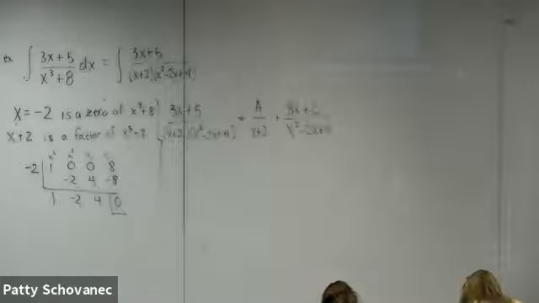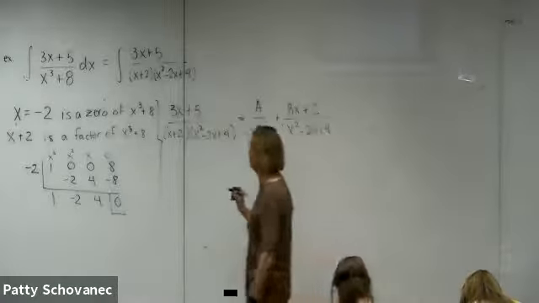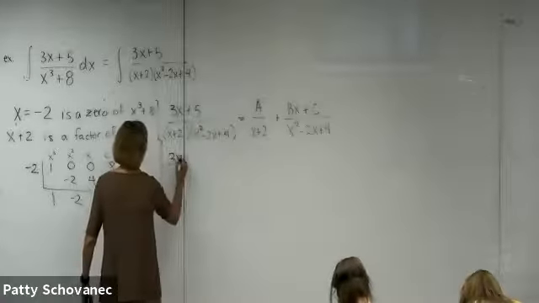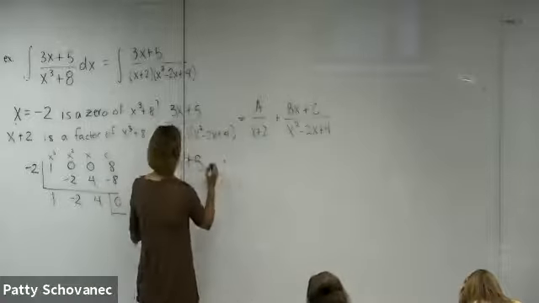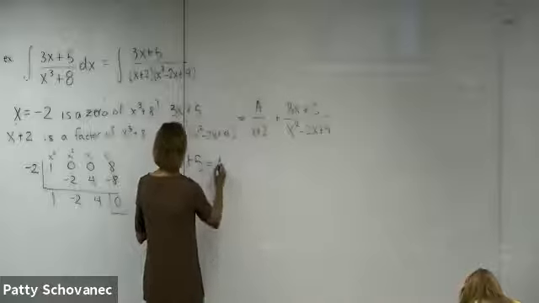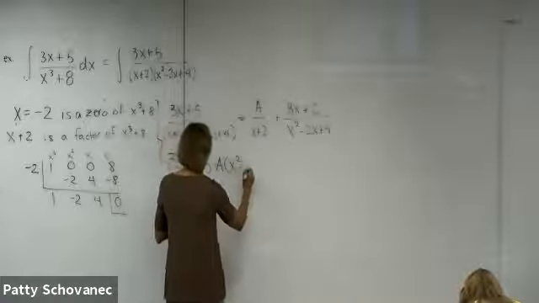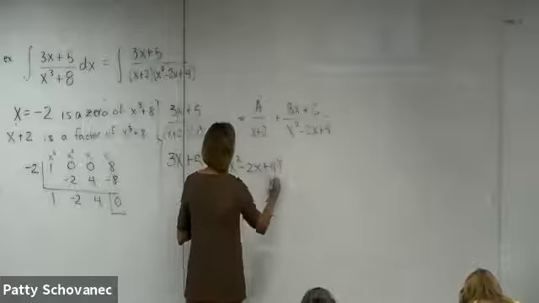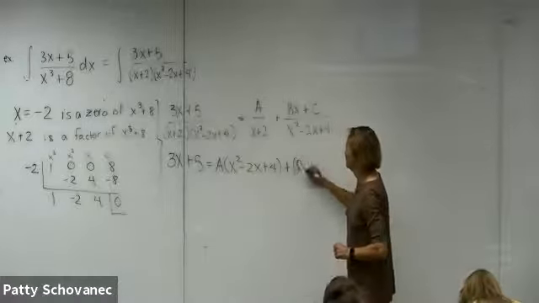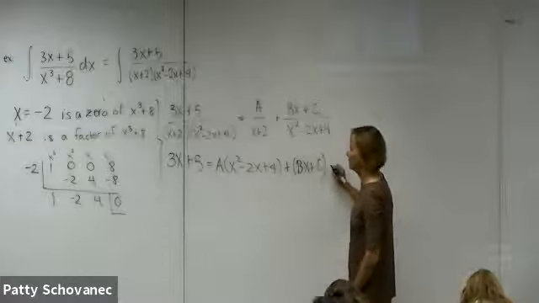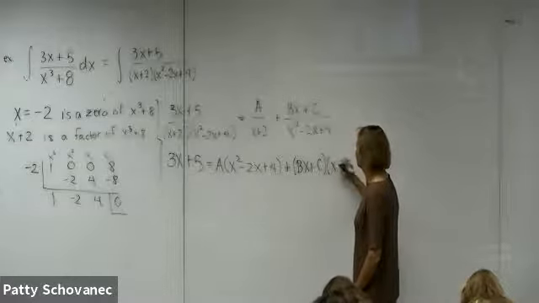Now we're going to multiply both sides by the denominator on the left, which leaves us 3x plus 5 on the left. And when I take that up here, the x plus 2's cancel underneath the A, and A will be multiplied by x squared minus 2x plus 4. And then the Bx plus C will be multiplied by x plus 2.